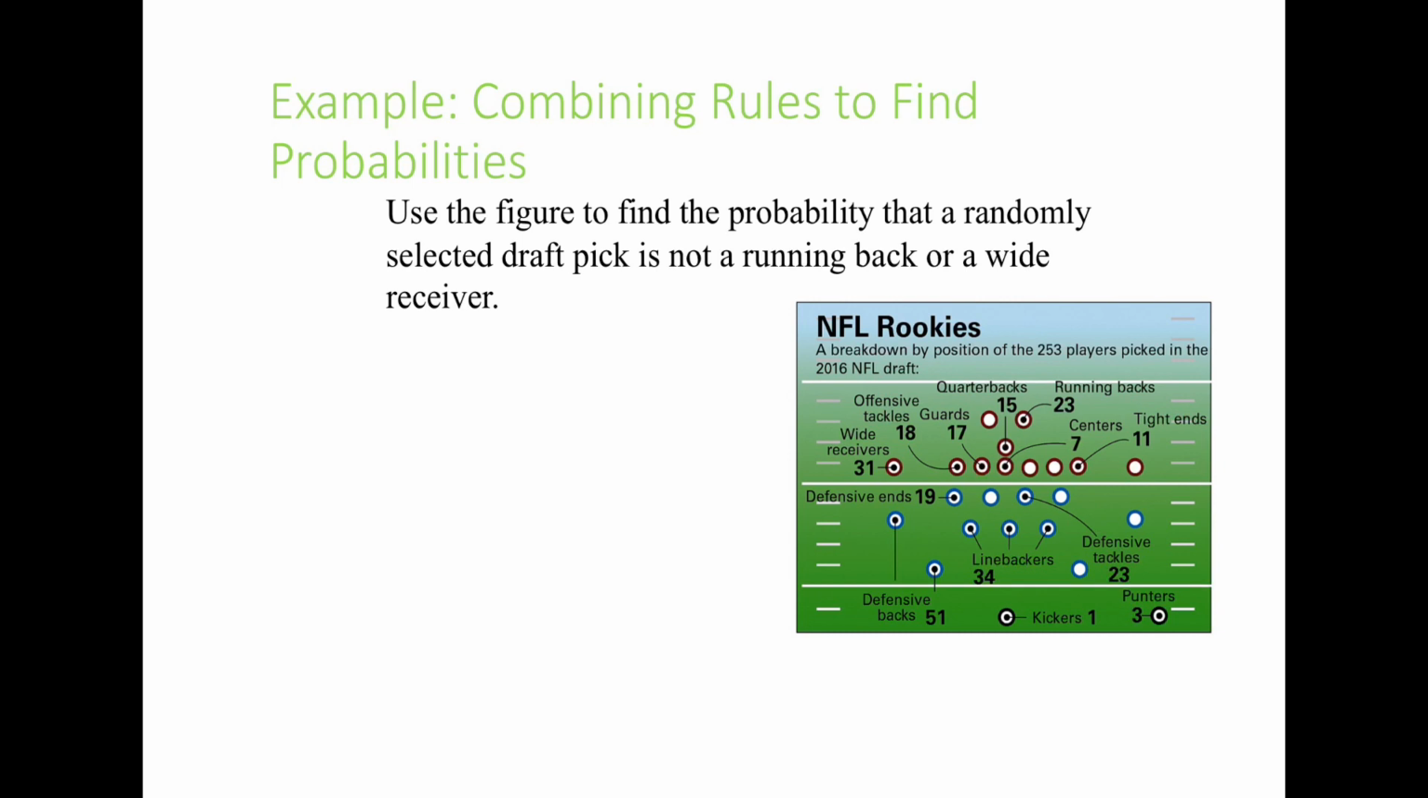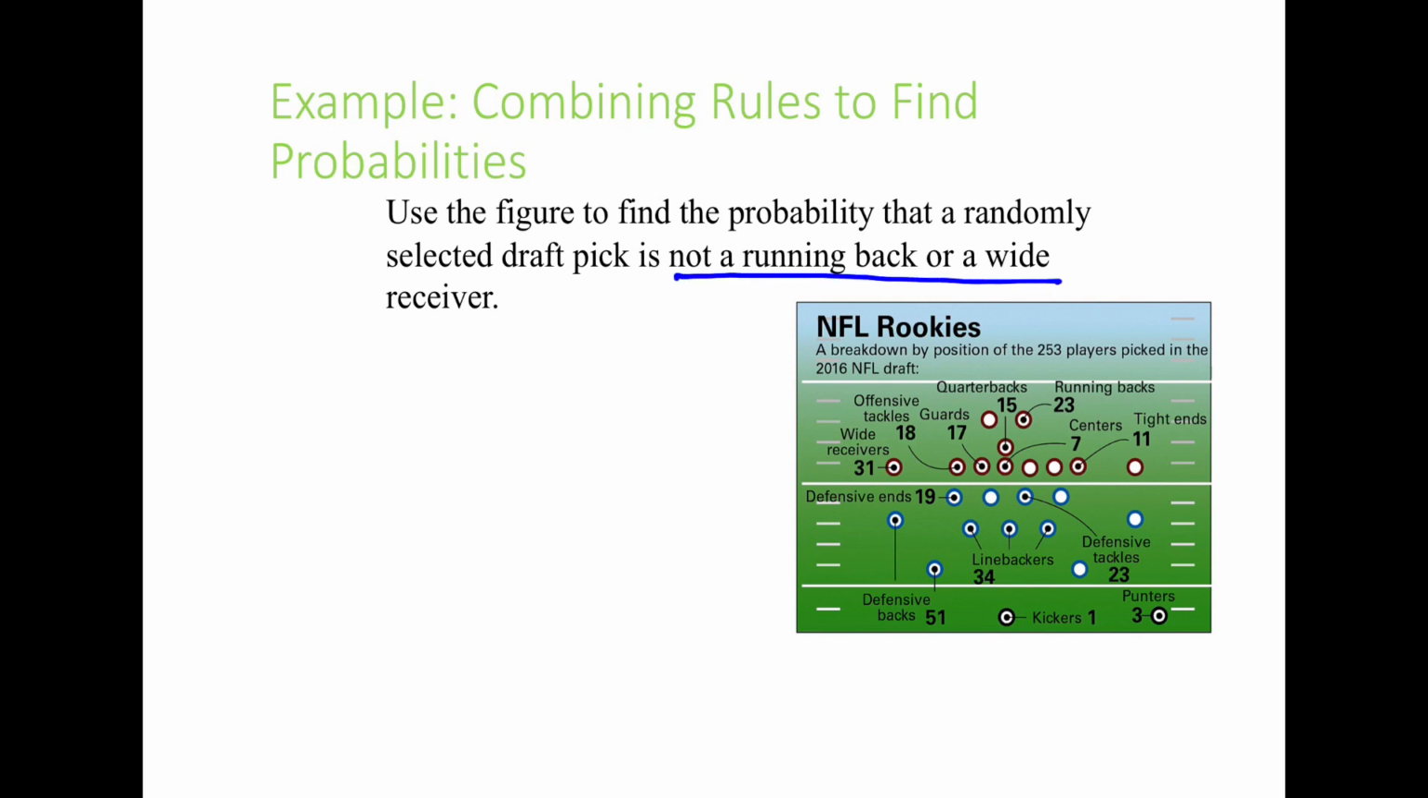Here they want us to use this information about the NFL rookies and their positions, of the 250 players who were picked in the 2016 NFL draft. And what we want to find is the probability that a randomly selected pick is not a running back or a wide receiver.